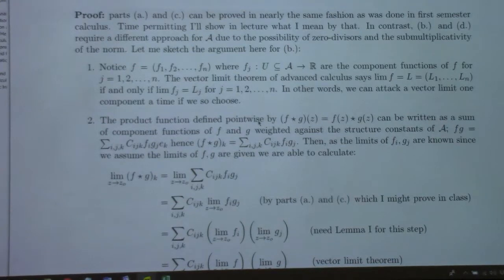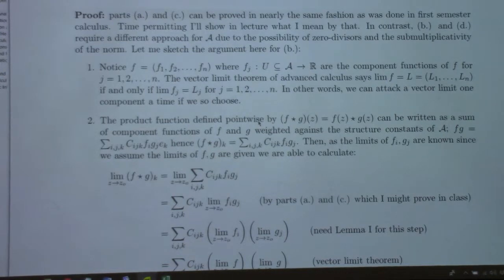All right, so again, the thing we're trying to prove right now is that the limit of the product is the product of limits. And so what I do is I take a function, and over the algebra, it has n component functions, all right? Each one of these is real valued. And the vector limit theorem of advanced calculus says that the limit of a vector exists if and only if the limit of each component of the vector exists. So you can break it down and do component by component.